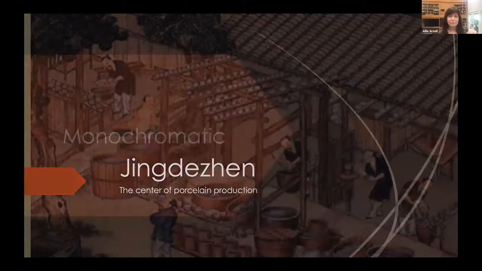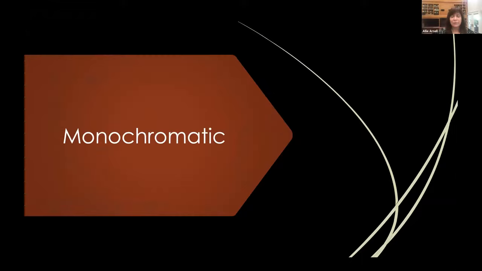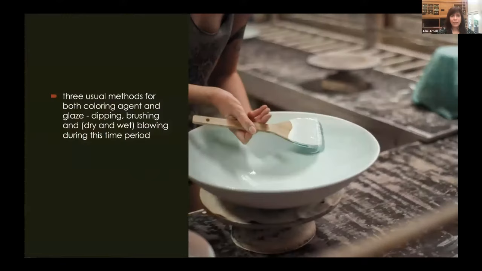So let's get started. We are going to be looking at three types of decoration that occurred in the Qing Dynasty. And these are actually decoration that occurred in other dynasties as well. We'll be looking at monochromatic works. We'll be looking at underglaze works, and then we'll also be looking at polychrome works. And for the most part, there are three methods for putting the glaze on a porcelain when it is a monochromatic work, and that is by dipping, brushing, and sometimes by blowing.